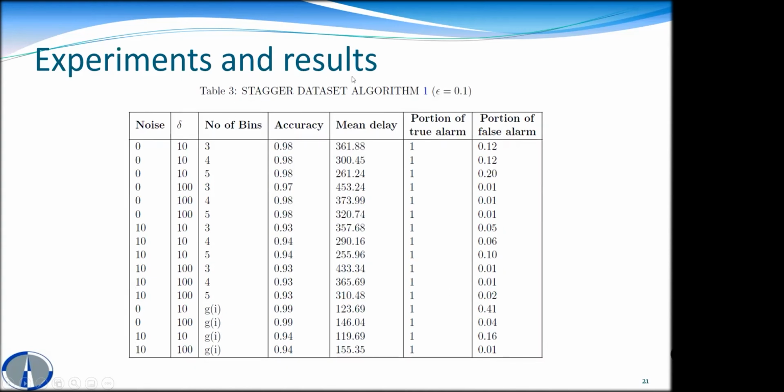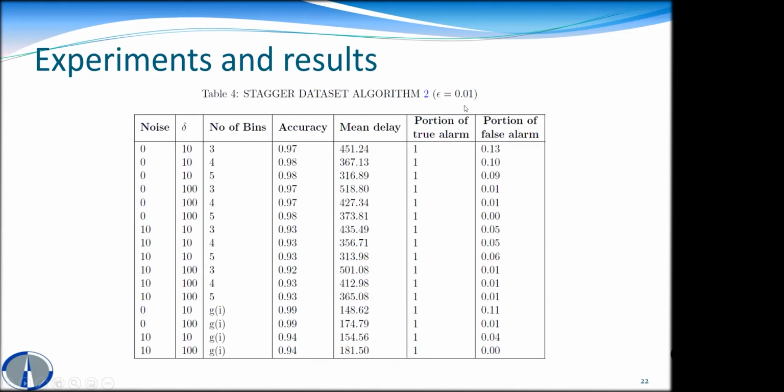Here, again, the staggered data set, Algorithm 2, with epsilon 0.1. When delta increases, the portion of false alarms decreases. When delta increases, the mean delay increases. When we set the number of bins to grow, we have an increase in accuracy and a decrease in mean delay.